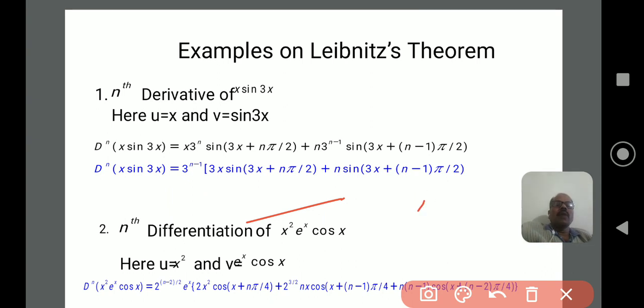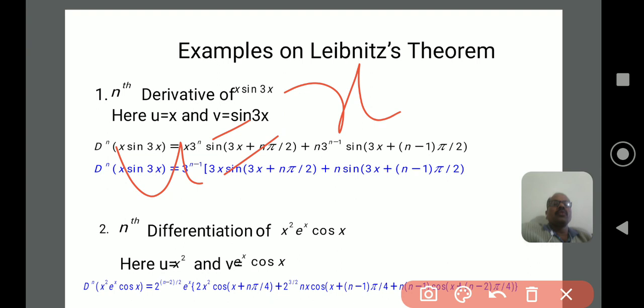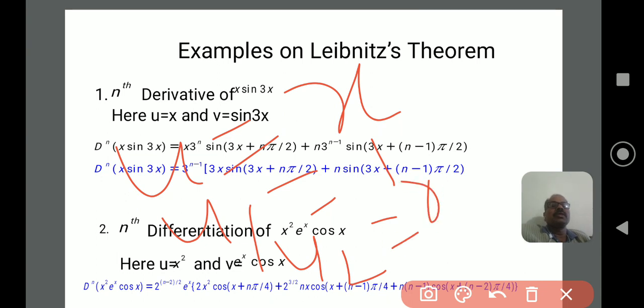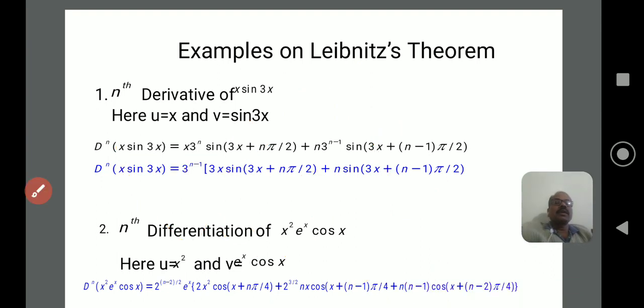For this, I always prefer to take the Leibniz theorem, where x is a reducible function. What is a reducible function? We can observe here: u equal to x, after differentiating, in the first step itself it becomes 1. If you differentiate the second step, it becomes 0. That is, when continuously differentiated, the function reduces towards 0 or a constant value.